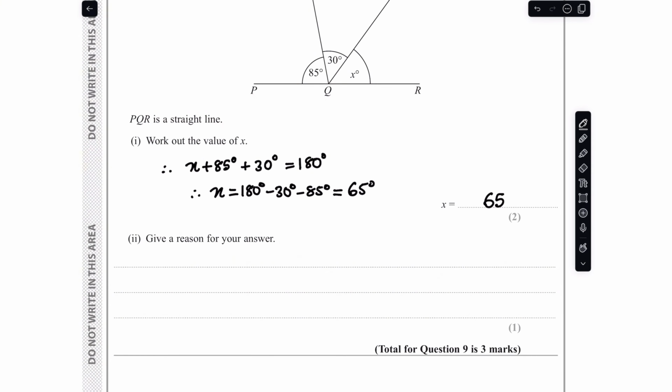And for the second part of this question, we need to give a reason for our answer. So remember that angles on a straight line add up to 180 degrees.